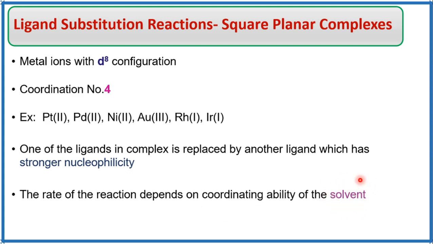That means we will take the reactants in a particular solvent like water or ammonia, etc. And the rate of the substitution reactions depends on the coordinating ability of the solvent. That means it depends on the nature of the solvent also.